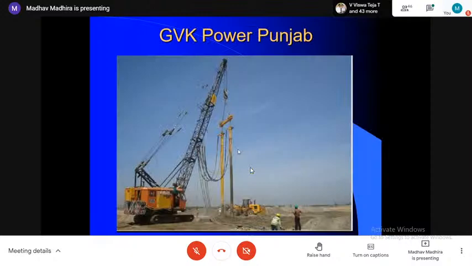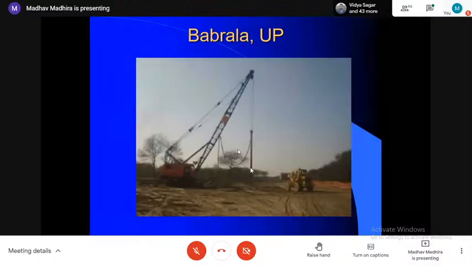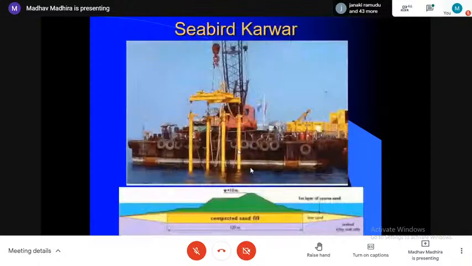Several projects which have been densified are this GVK power project in Punjab, where the power plant was constructed on loose sand and they wanted to avoid liquefaction too. Babrala in UP, we have a packaging unit and another major project. The Seabird project in Karwar, again a very large one.